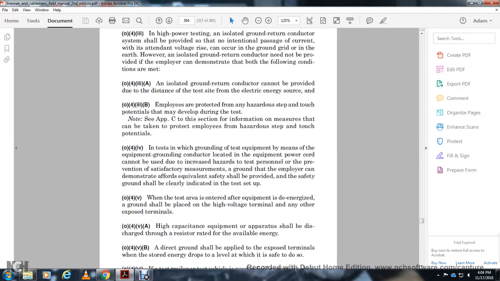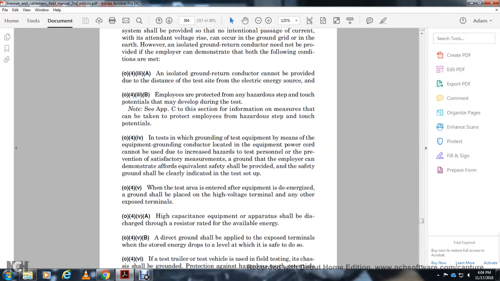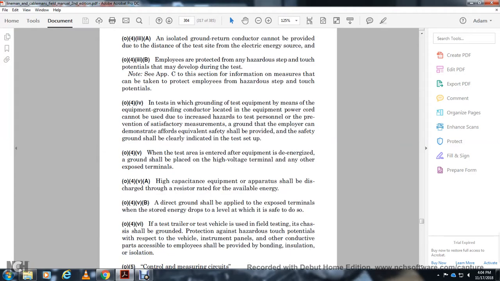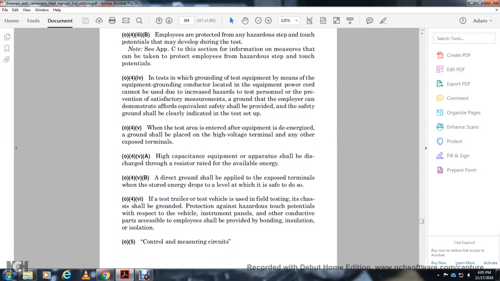High capacity equipment apparatus shall be discharged with a resistor rated for the available energy. The direct ground shall be applied to the exposed terminal when the stored energy drops to a level at which it is safe to do so. If a trailer or test vehicle is used in the testing, field testing of the chassis shall be grounded and protected against the hazard of touch potential with respect to the vehicle instrument panel and other conductor parts. Assembly shall be provided with bonding and isolation for controlling and measuring circuits.